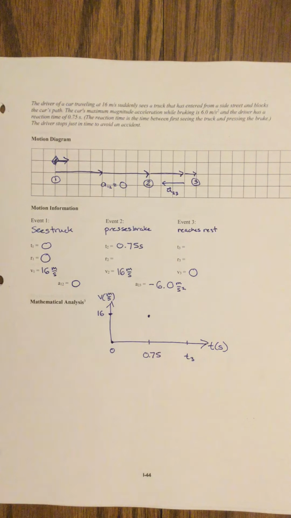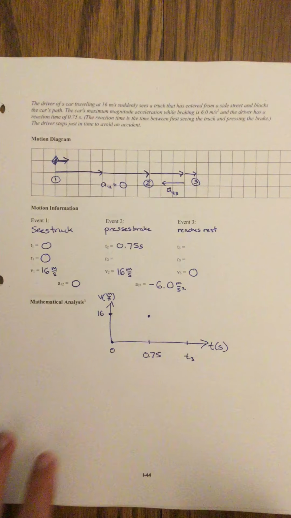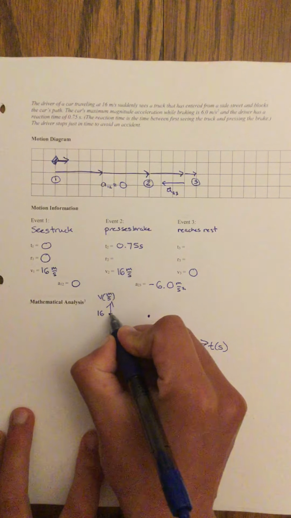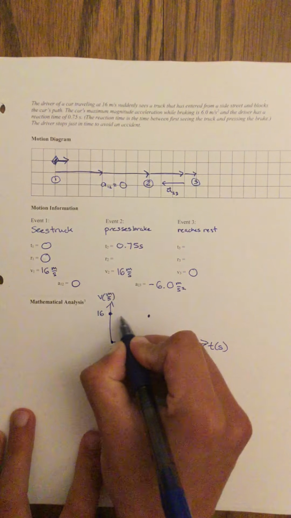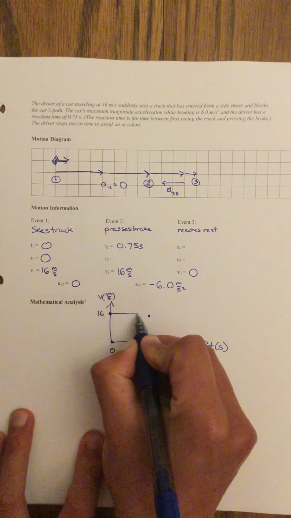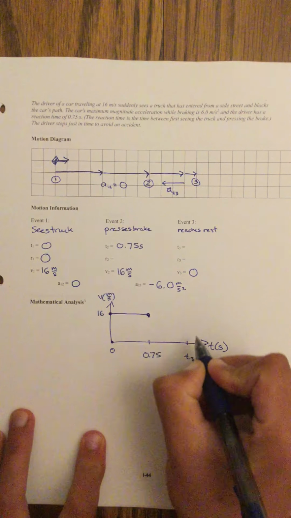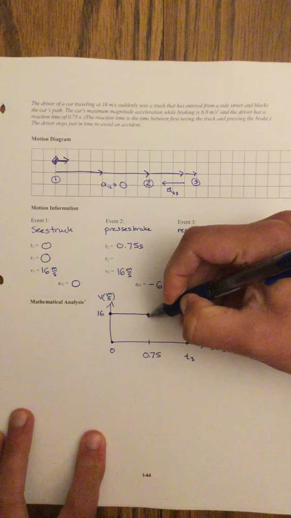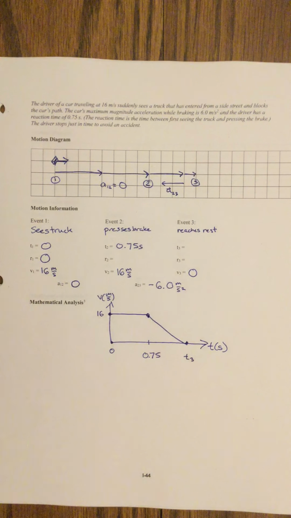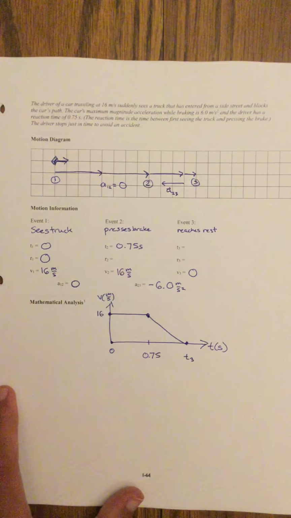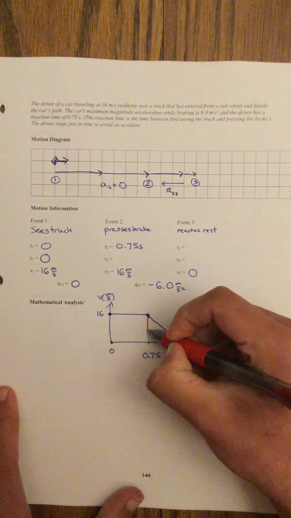Drawing your graph, you can do it like connect the dots. So at time 0, I start at 16, and at 0.75, I'm still at 16. So you can put those 2 points on and just connect them there. Then at time 3, I'm at 0, so do a point for that, and then connect the dots, and that is our graph.